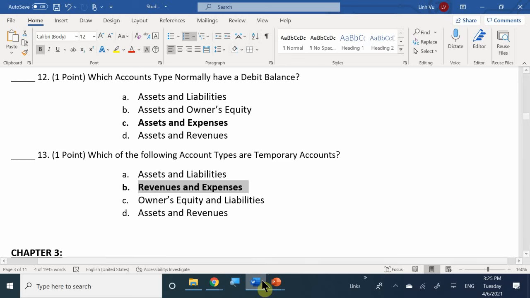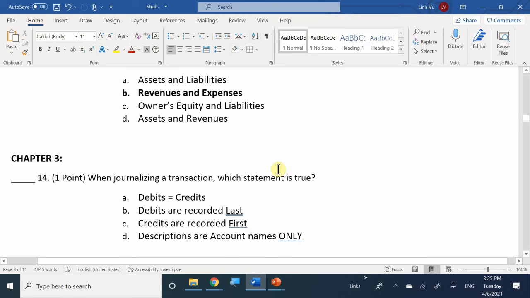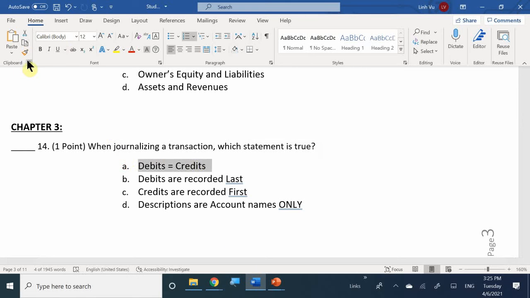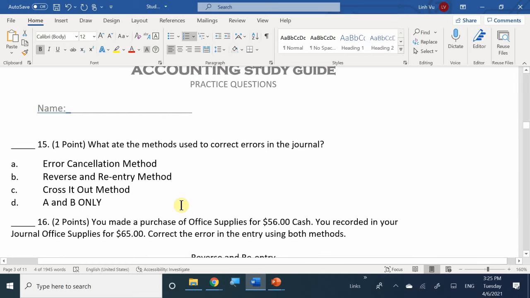Okay, so the section for chapter 3 asks, when journalizing a transaction, which statement is true? Yes, your debits must equal your credits. Okay, always. Okay. Number 15.